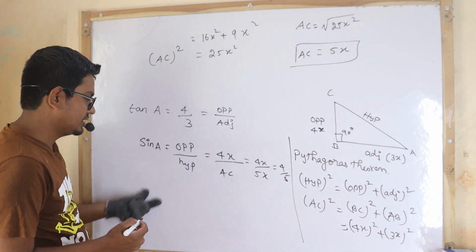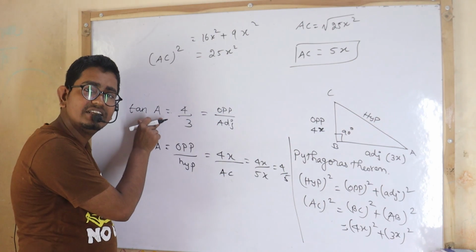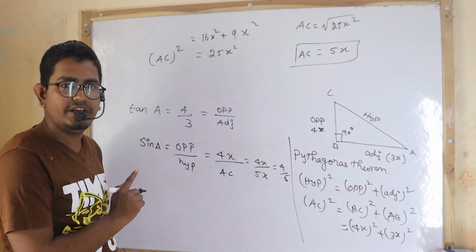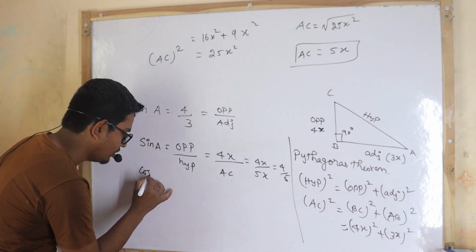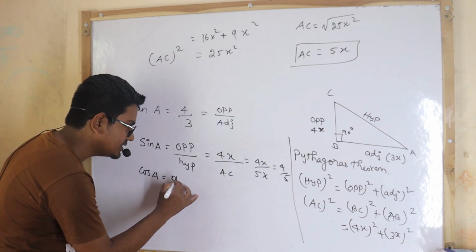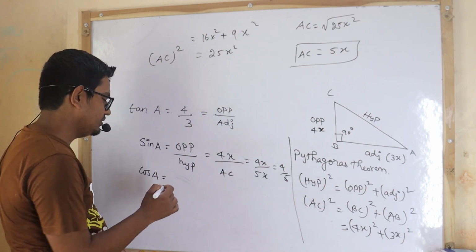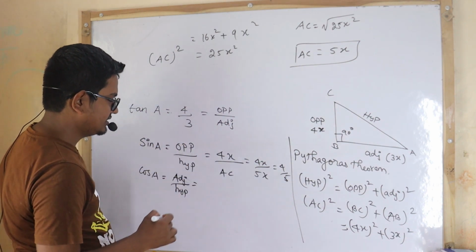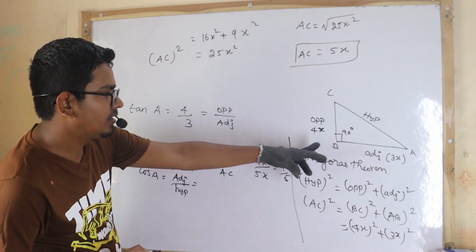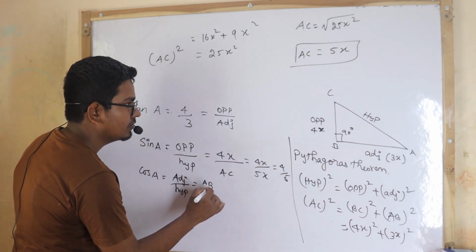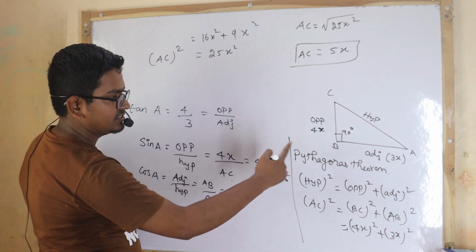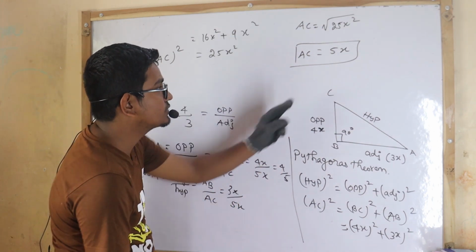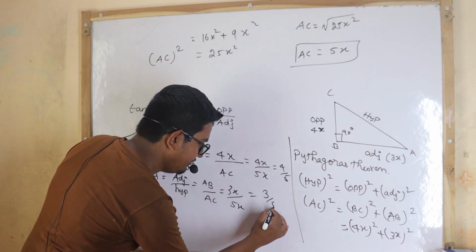Now I am going to write the third ratio because we already have the tan A ratio. Now we got this sin A ratio, totally 6 trigonometric ratios. Now I am going to write the third one, that is cos A. Cos A is equal to adjacent side upon hypotenuse. What is the adjacent side there? AB upon AC. AB is 3x upon AC is 5x. Therefore it will become 3 by 5.